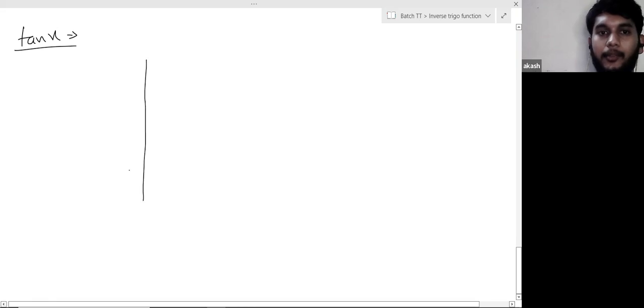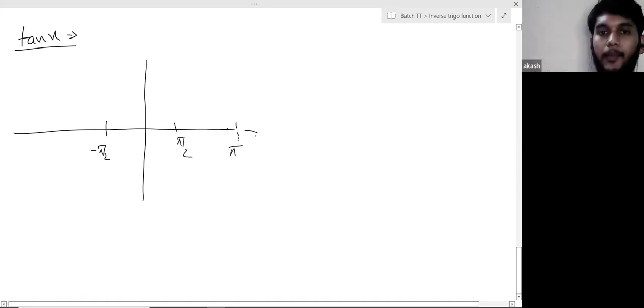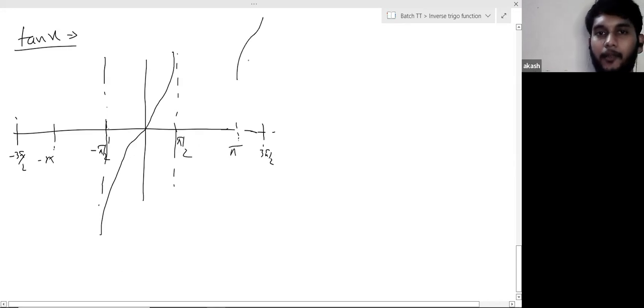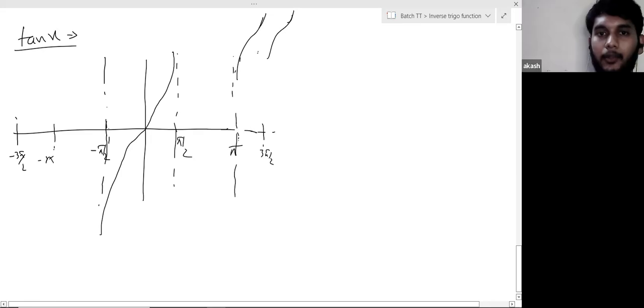So tan x, how will tan x look? Minus pi by 2, pi, 3 pi by 2. So tan x has a graph that goes from minus infinity to infinity, and it looks like this. A very bad graph I have drawn, but you understand, right? In here we can draw the dotted lines.